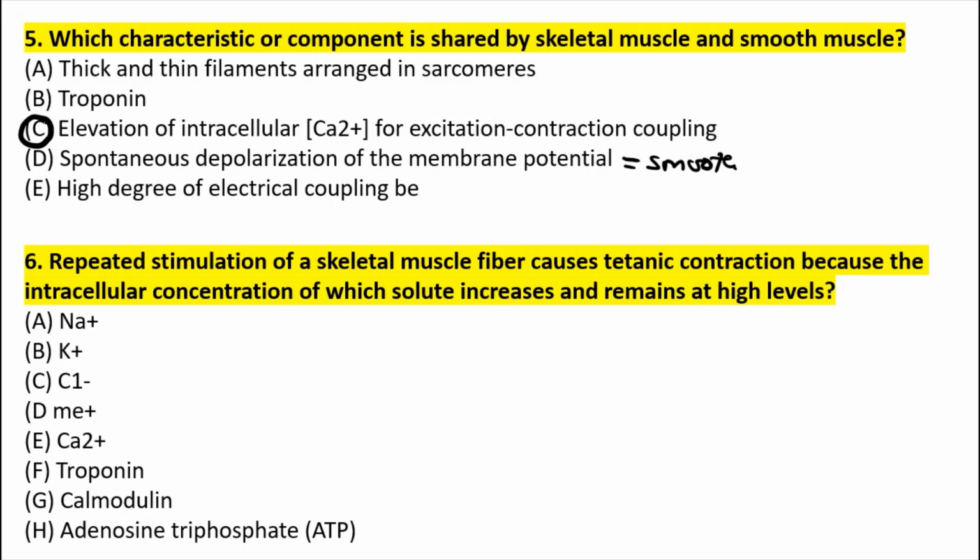So 6. Repeated stimulation of a skeletal muscle fiber causes tetanic contraction because the intracellular concentration of which solute increases and remains at high levels. Okay, so the answer here is E. Calcium is the one that increases and remains at high levels. So the answer is E there.